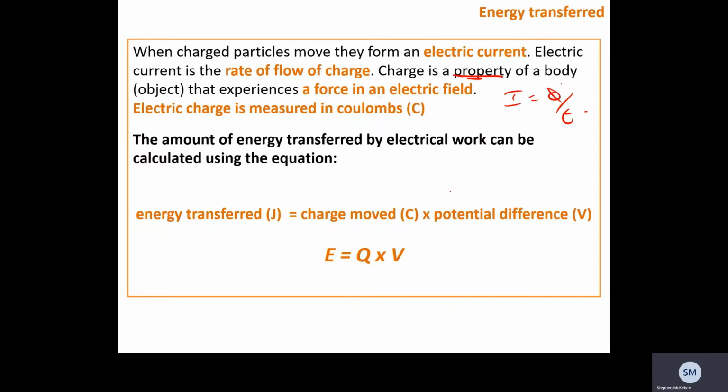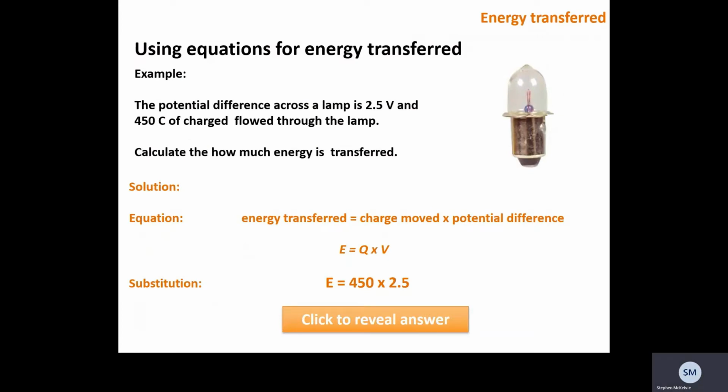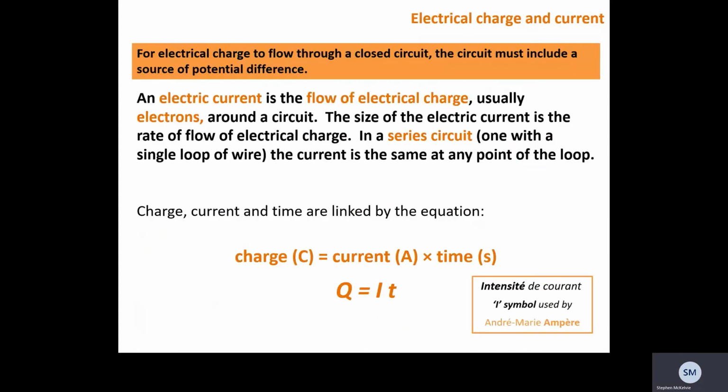The amount of energy transferred by electrical work can be calculated using the equation E is equal to Q times V. Remember, electrical work is a transfer of energy and is measured in joules. Here's an equation for you to try. And another.